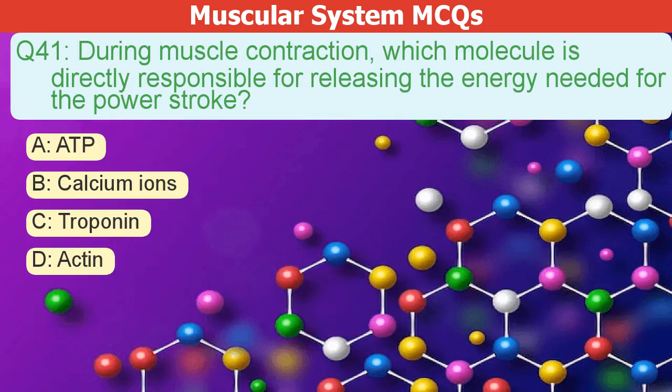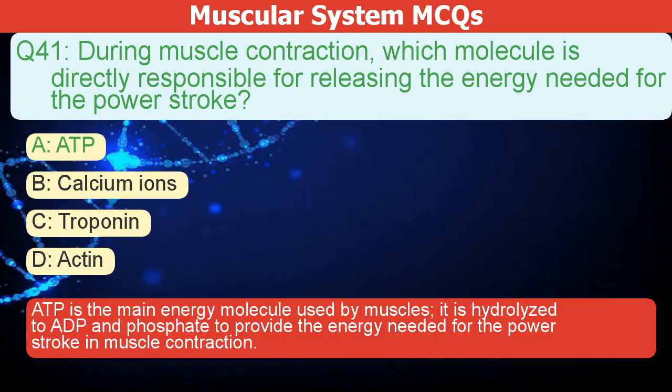During muscle contraction, which molecule is directly responsible for releasing the energy needed for the power stroke? A. ATP. B. Calcium ions. C. Troponin. D. Actin. The correct answer is A. ATP is the main energy molecule used by muscles. It is hydrolyzed to ADP and phosphate to provide the energy needed for the power stroke in muscle contraction.